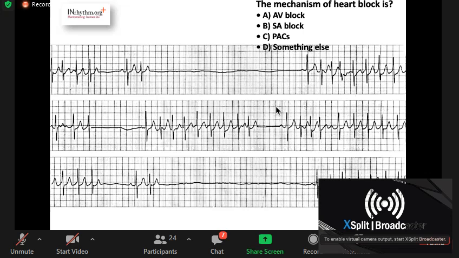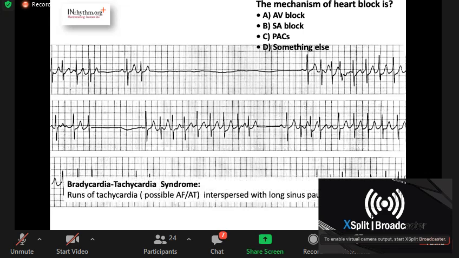So these are typically a sick sinus disease like a tachybrady syndrome. So whenever you are dealing with such kind of atrial fibrillation or atrial tachycardia, and there is a long pause in between, the cutoff point is 5 seconds, unlike the sinus.